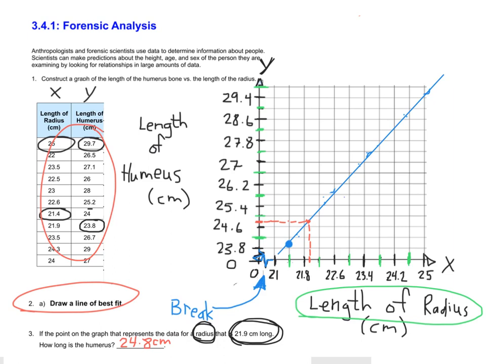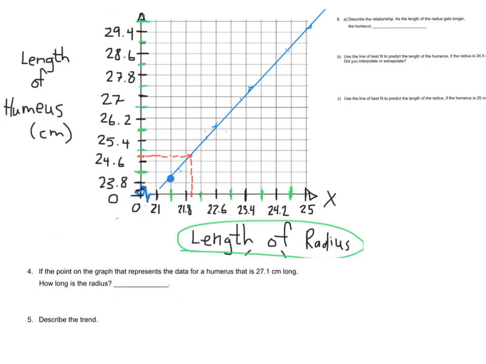That's my estimate using the blue line only, because that's the line of best fit. I am not going to use any of this stuff over here, because that stuff is irrelevant. I only should use the line of best fit to make predictions. So let's answer some of the other questions.